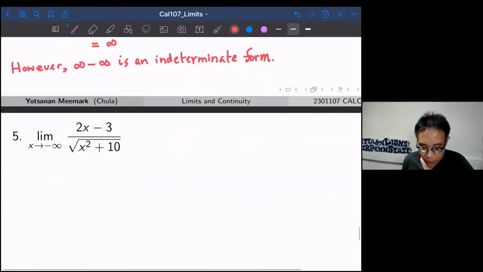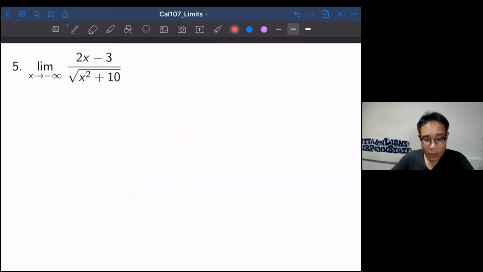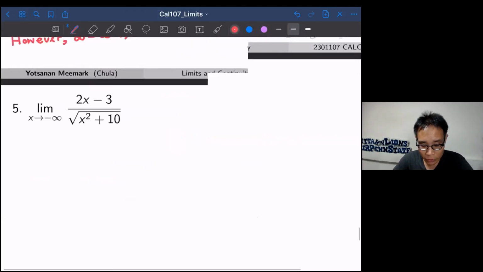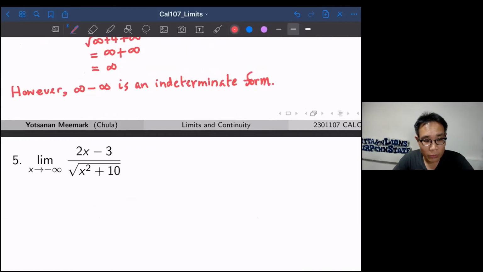For the last question for this topic, it's going to be the limit as x goes to negative infinity of (2x minus 3) over the square root of (x squared plus 10). Okay, so you want to find the limit as x goes to negative infinity.